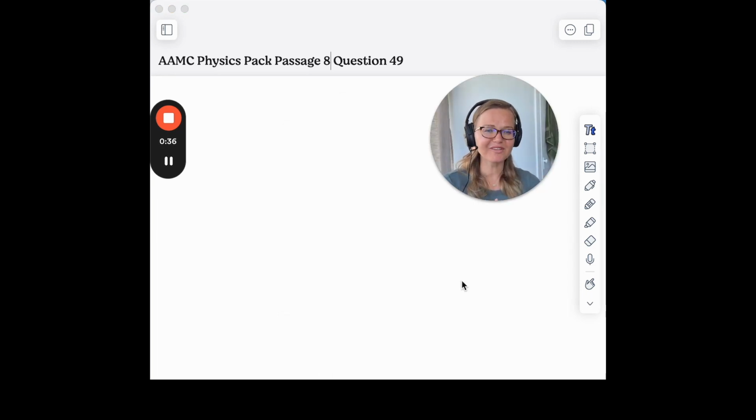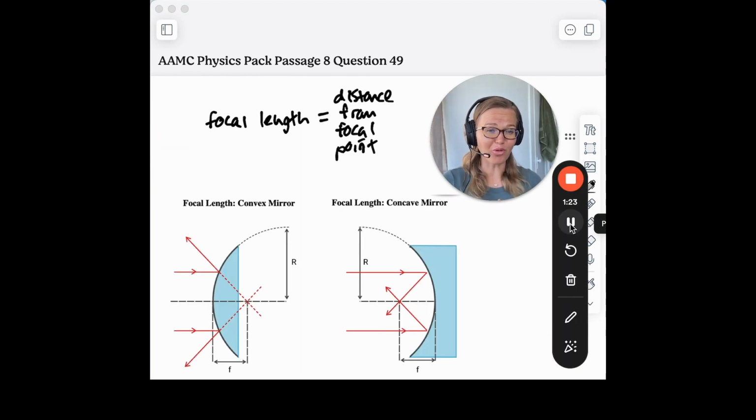We want to know what's going to change the focal length of a convex mirror. So first of all, what is the focal length of a mirror? The focal length of the mirror is just going to be the distance from the focal point of the mirror. So what is the focal point of a mirror anyways? Well, remember that the main difference between mirrors and lenses is that mirrors reflect light, so light rays hit them and bounce off, reflect back.